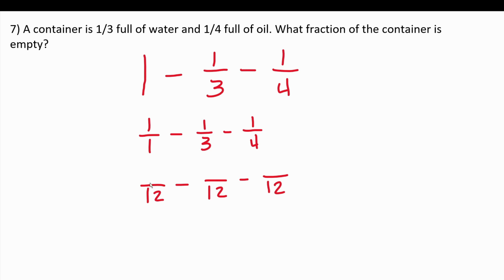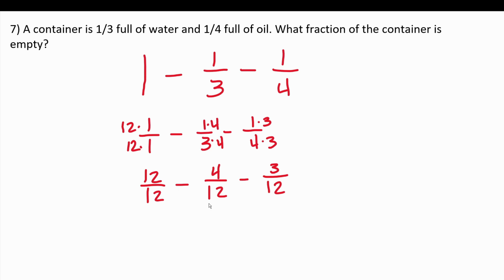Okay, so to make 1 into 12, we have to multiply it by 12. And likewise, we're going to have to do that to its numerator. 12 times 1 is 12. So this is 12 over 12. To write 3 as 12, we have to multiply it by 4. And likewise, we have to do that to its numerator. 3 times 4 is 12. 1 times 4 is 4. All right, to write 4 as 12, we have to multiply it by 3. And likewise, we have to do that to its numerator. 4 times 3 is 12. 1 times 3 is 3.